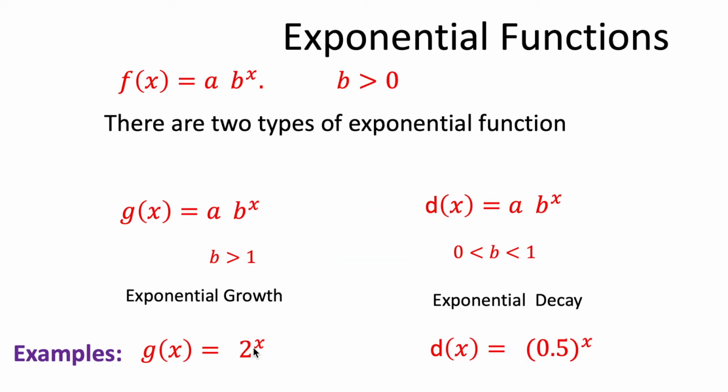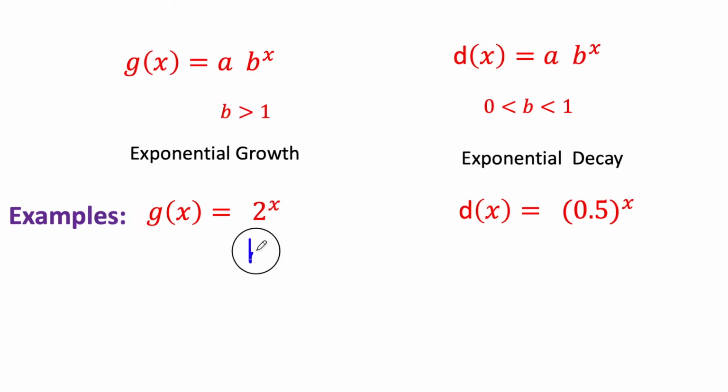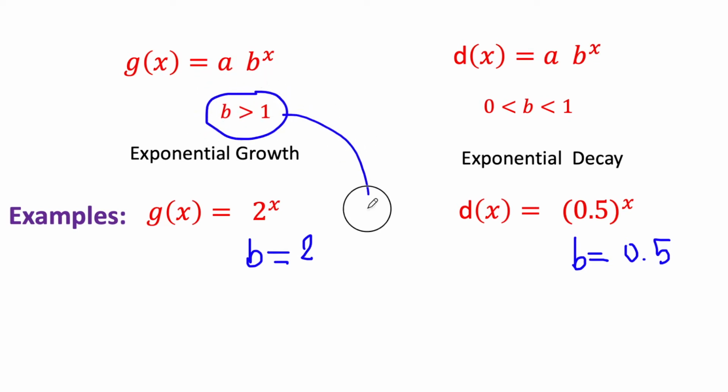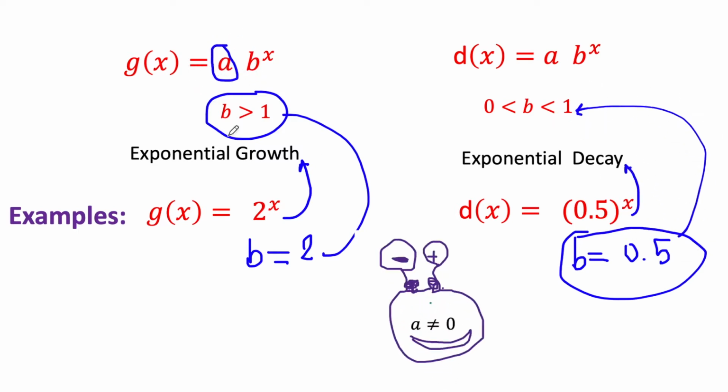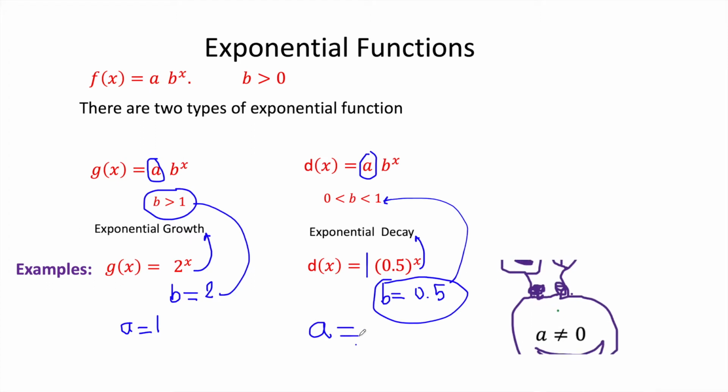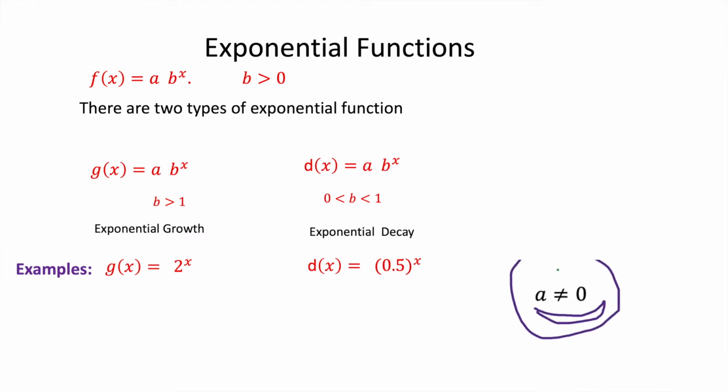We call it growth because the base 2 verifies the condition: b equals 2 is more than 1. And the second one, b equals 0.5, a half, is between 0 and 1, that's why it's a decay. The constant a can be any real number different than 0. In this case I took a equals 1.